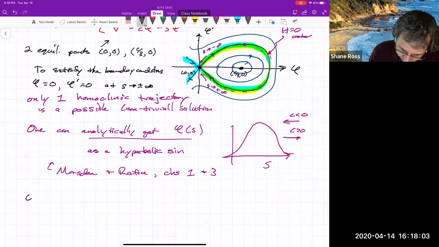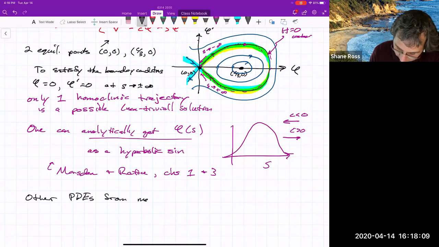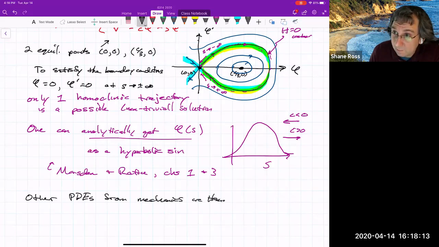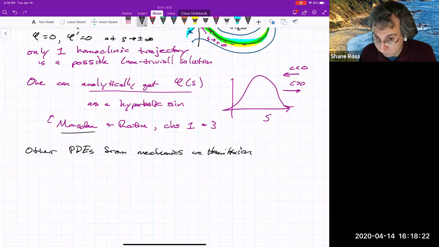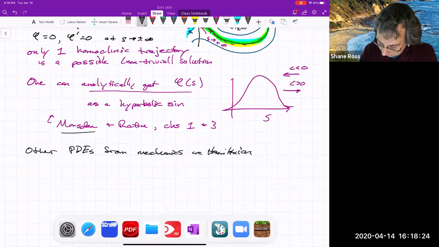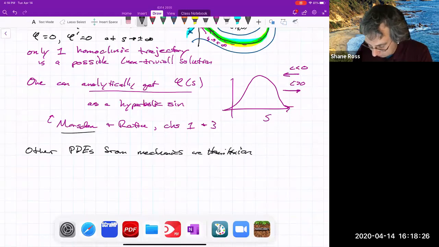And it is worth noting other PDEs from mechanics are Hamiltonian. And honestly, I haven't seen this exploited. I feel like the only person who knew about it was my PhD advisor and maybe a handful of others. So I don't know if it's been fully exploited, meaning there could be a lot of rich research to be done.